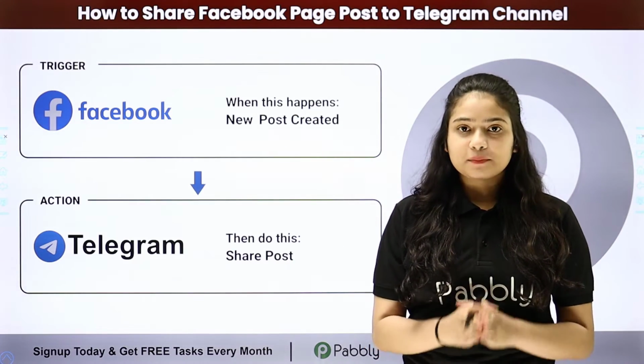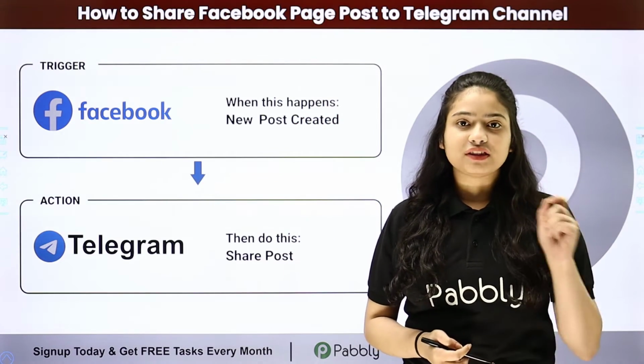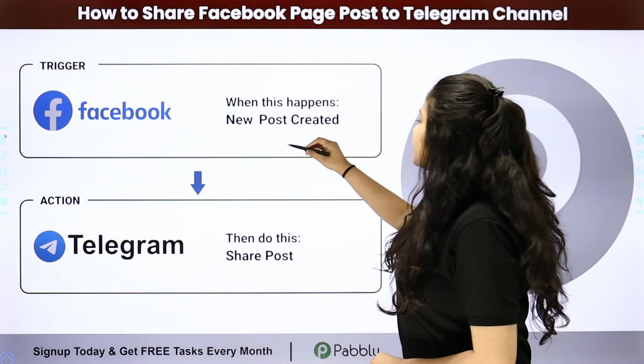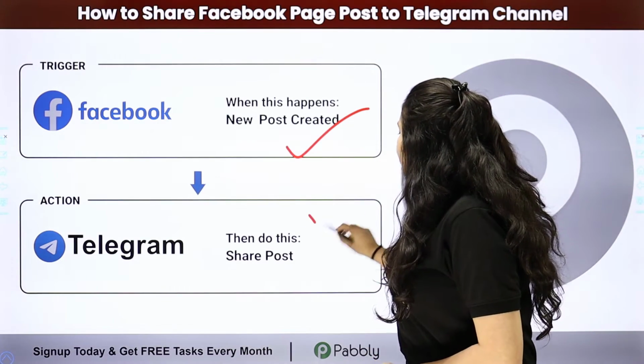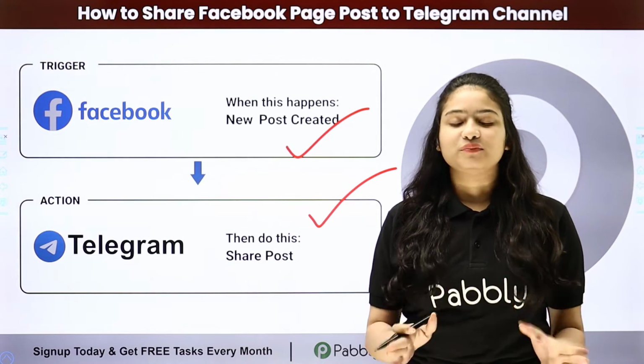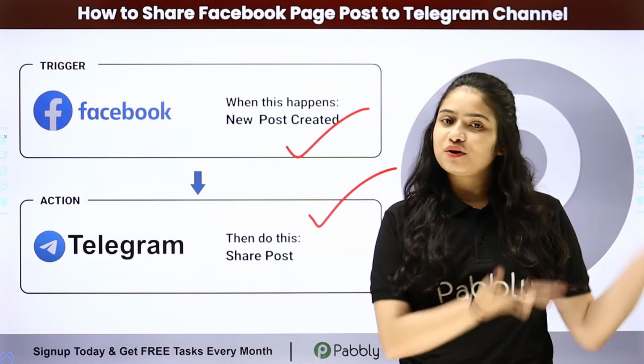For this, we will have to set up a simple connection between Facebook pages and Telegram, and we are going to do that without any coding or programming skills with the help of Pabbly Connect. So here we have Facebook pages in our trigger and Telegram in our action. We are going to connect both of them using Pabbly Connect in order to automate this entire process. To learn this automation step by step, let me take you to my screen.